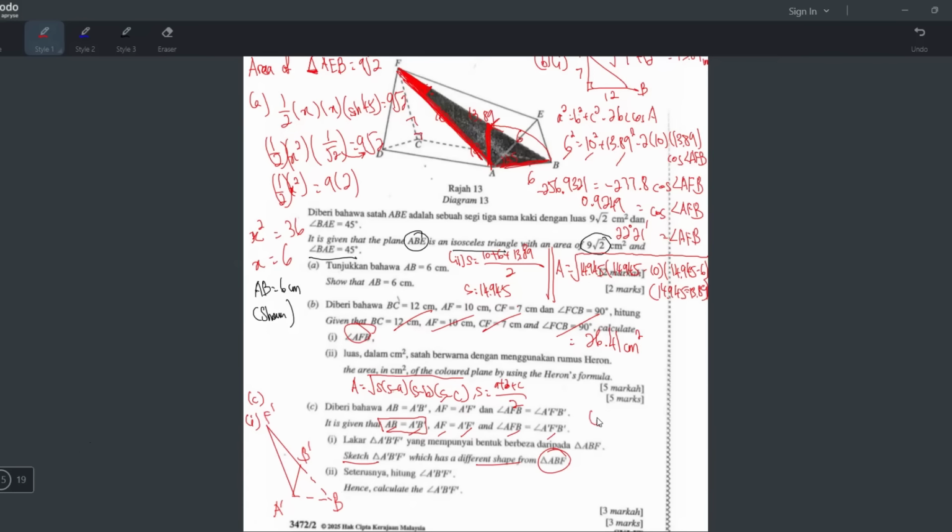Calculate the angle A prime, B prime, F prime. So I think it's talking about this angle lah. But I think I look at the top better. Yeah, because if I look here there's no information. So looking here there is information.